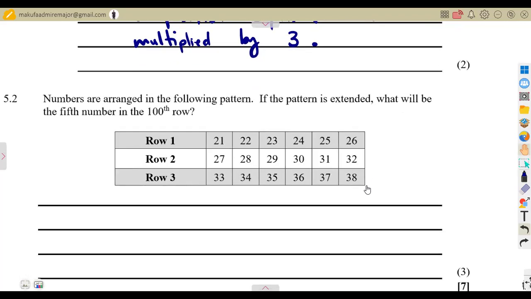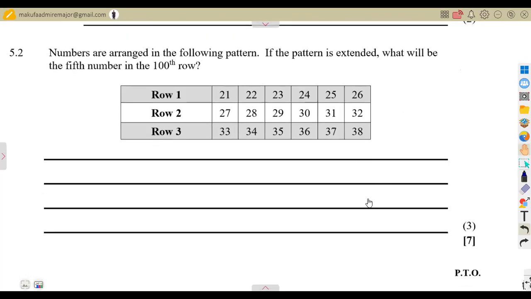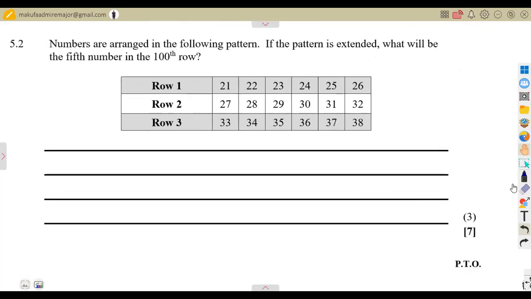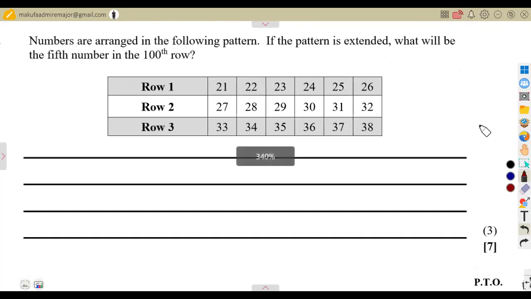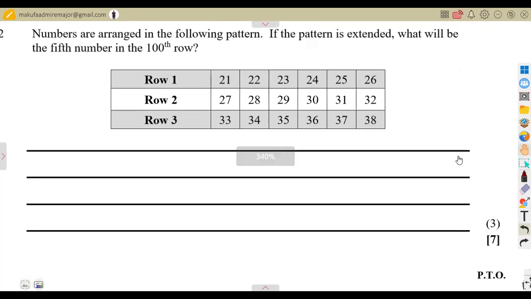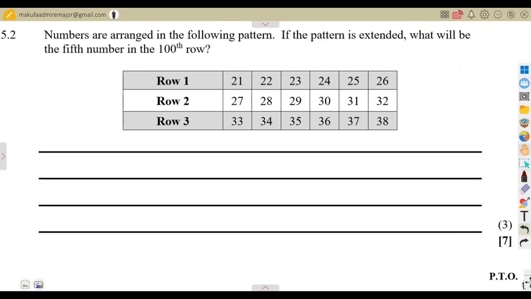So I just hope we are together. Numbers are arranged in the following pattern. If the pattern is extended, what will be the 5th number in the 100th row? The 5th number. Let's try to study what is happening.